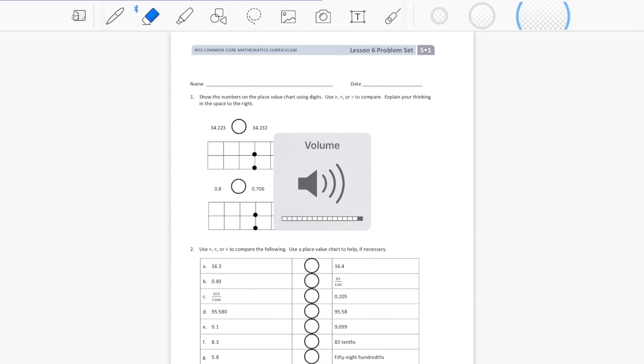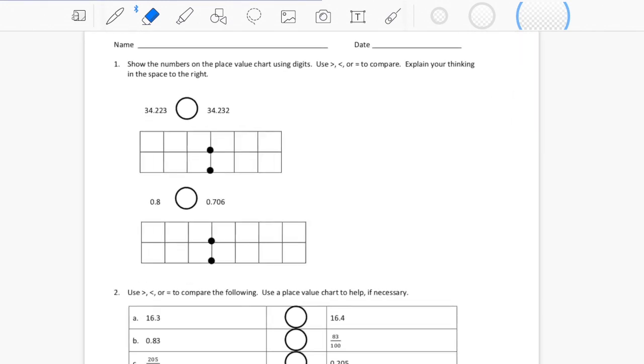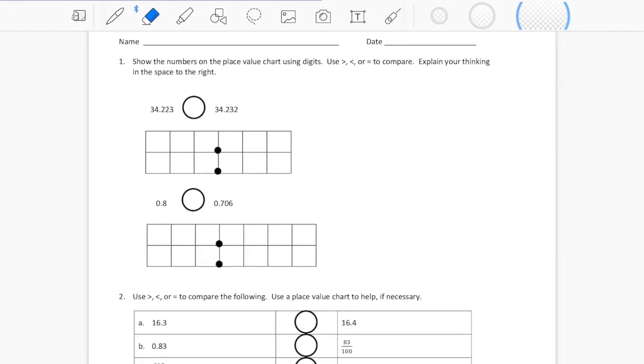Video is a review for 5th grade math, module 1, lesson 6. Problem 1 says, show the numbers on the place value chart using digits, meaning using numbers. Use greater than, less than, or equal to compare. Explain your thinking in the space to the right. So here it has my place value chart.